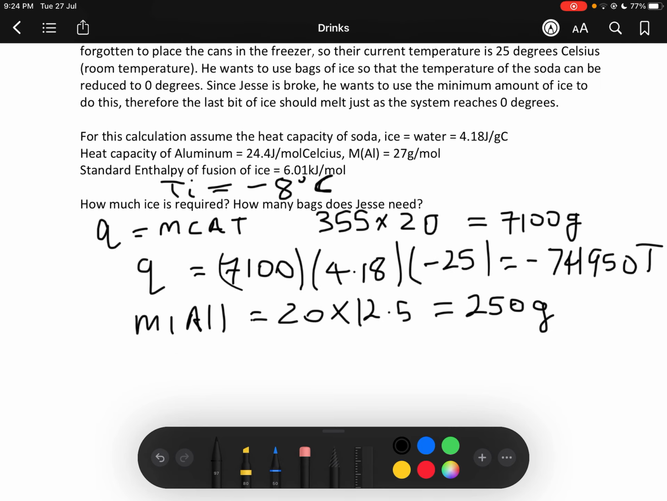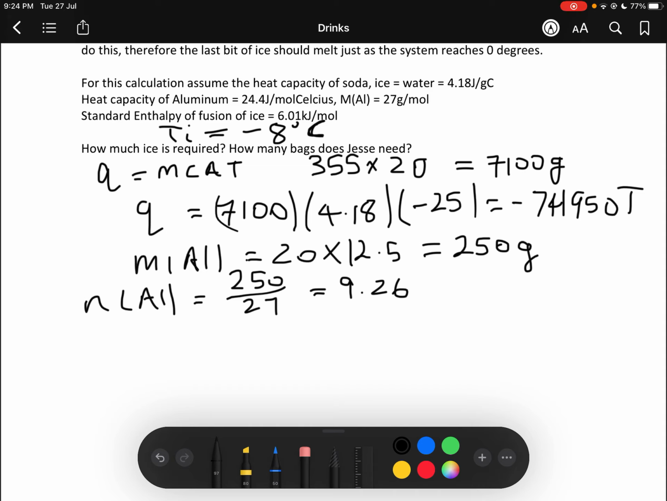So therefore, we can say that the molar amount of Al is equal to the total mass, 250, divided by its molar mass, which is 27, and that's about 9.26 moles.